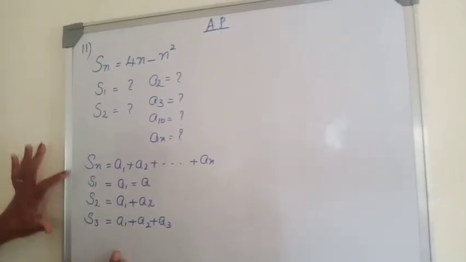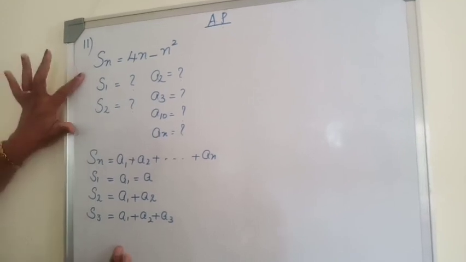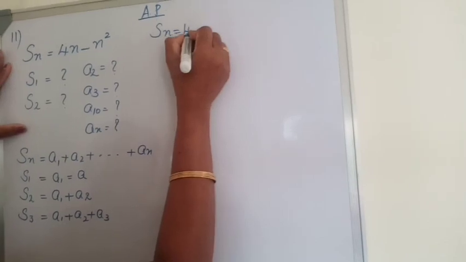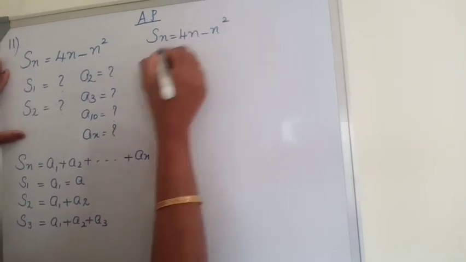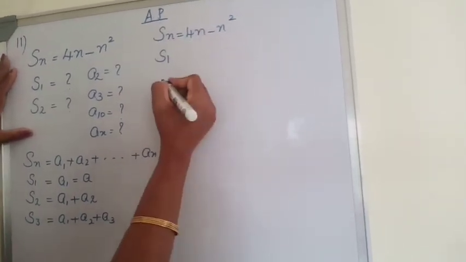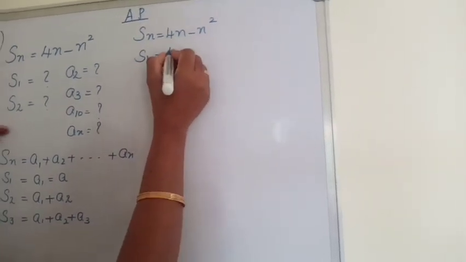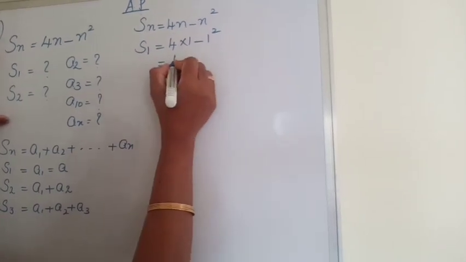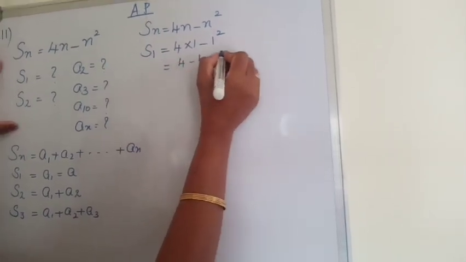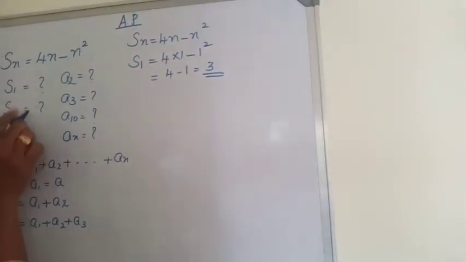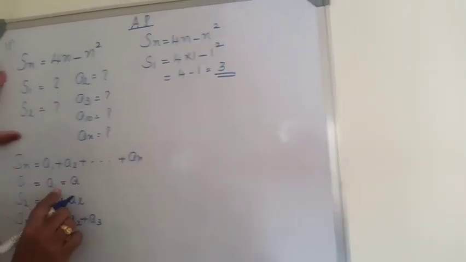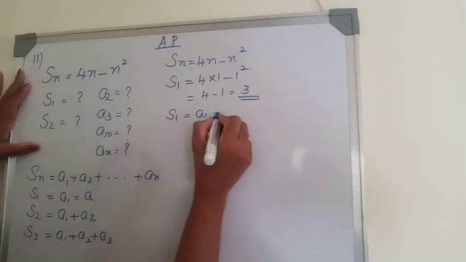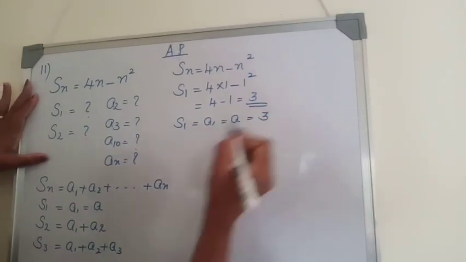If we want to find out S1, S2, whatever it is, from Sn, we have to write once again, Sn is equal to 4n minus n square. For S1, instead of n, we write 1. We substitute on the right side also: 4 into 1 minus 1 square. That is 4 minus 1, it is 3. So, S1 is 3, and S1 is nothing but A1 or A. So, we got the first term: S1 is equal to A1 is equal to A is equal to 3.